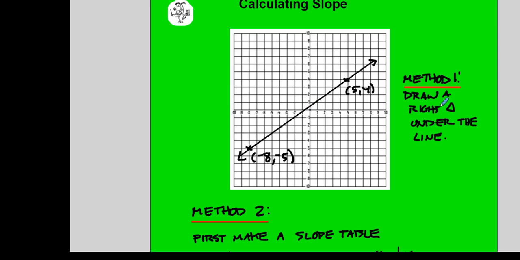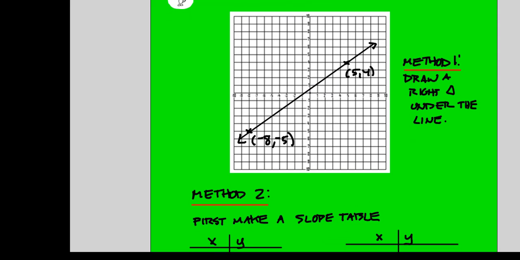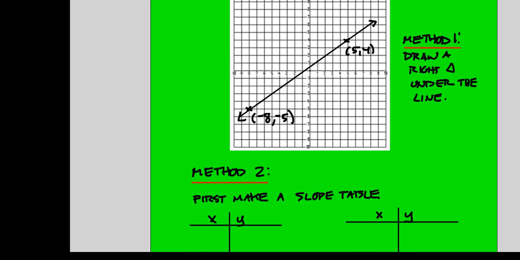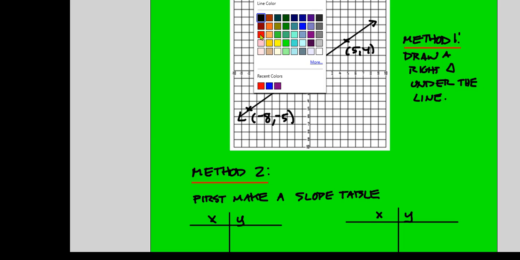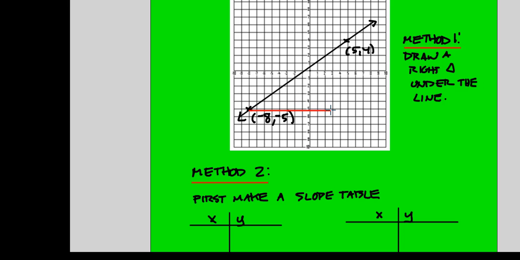So let's now calculate slope. I'm going to show two methods. The first method is you draw a right triangle under the line. You could either do it above or below, so I'm going to draw a right triangle below. Starting at one of the points I know is on the line, I move horizontally until I get right under the second point, and then I draw a vertical line segment. Okay, now I count the units.